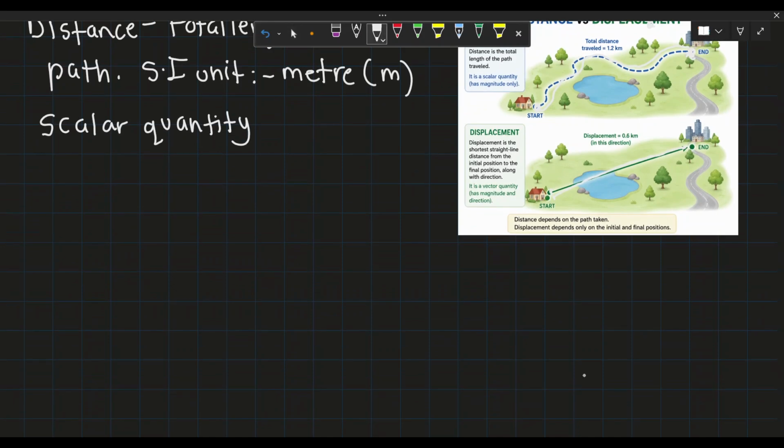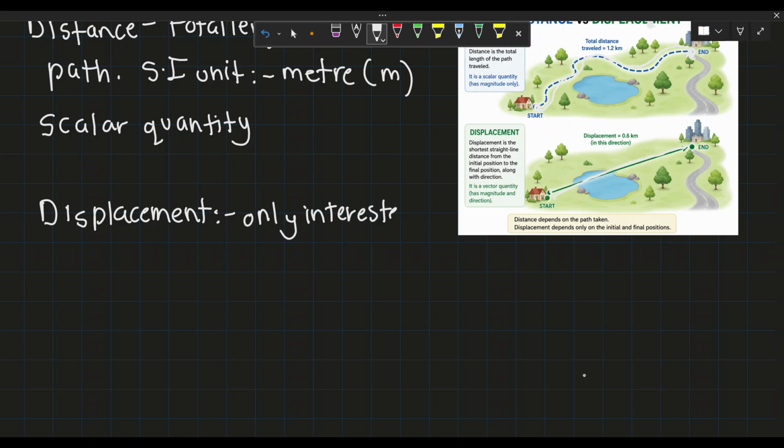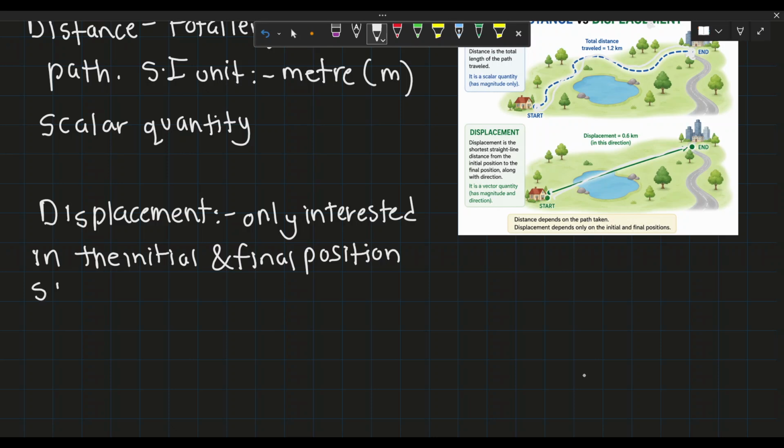Moving on to displacement. So displacement is basically only interested in the initial and final position. It has the same SI unit as that of distance, which is meter, and this is a vector quantity.